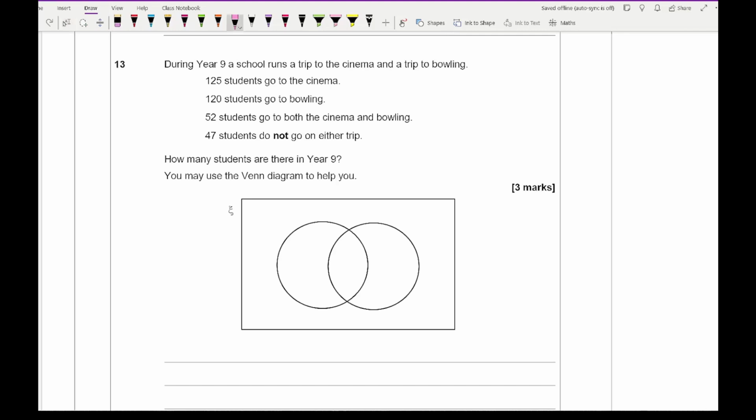So first things first, we start by labeling the Venn diagram. We've got cinema and we've got bowling. Now in terms of how many there are in both, well, that is this statement here. So that means that 52 must go in the middle. Then we know that in terms of the cinema, all the numbers inside this pink circle need to add up to 125. So this little section here is going to be 125 minus 52, and typing that into my calculator, I get an answer of 73.